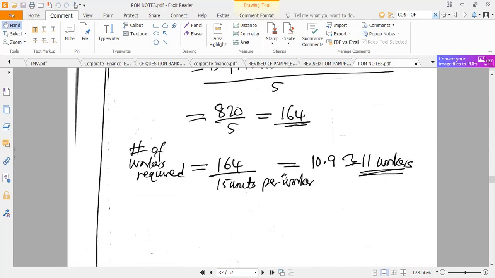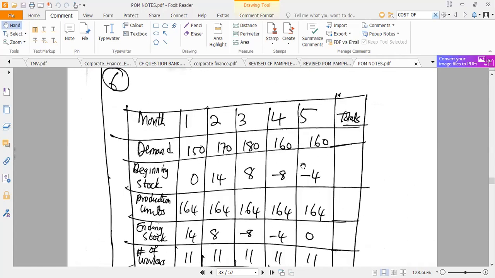Right now, we are getting into the table. We have the month.